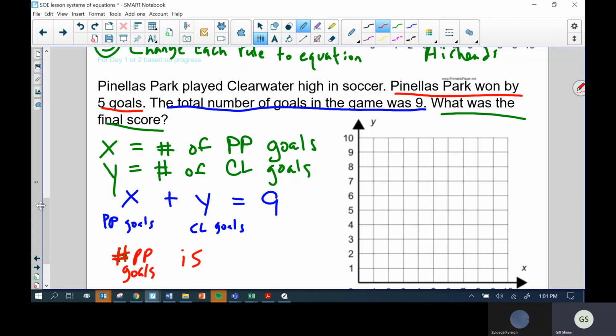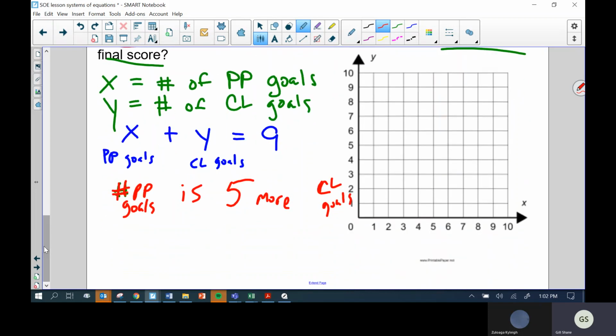It's addition. So it is... 5 more than Clearwater. So in words, we're literally saying what the equation is in words. And now all we've got to do is say, all right, I know the number of Pinellas Park goals is what variable?